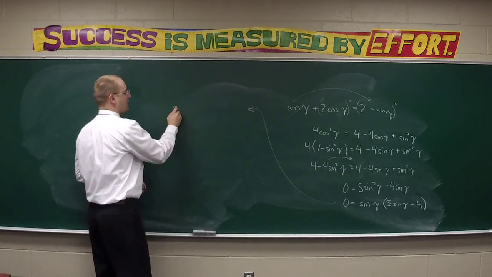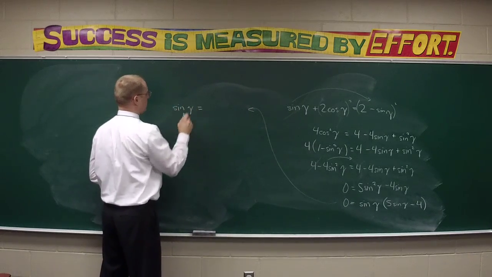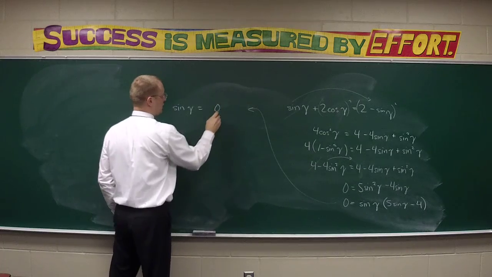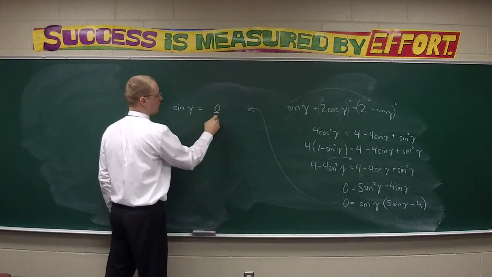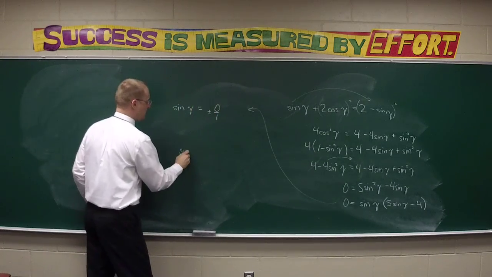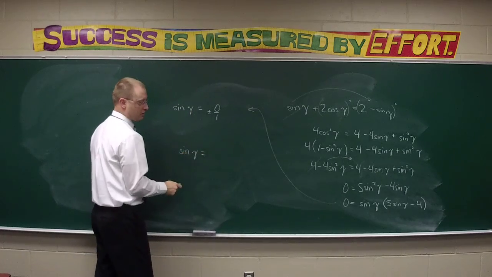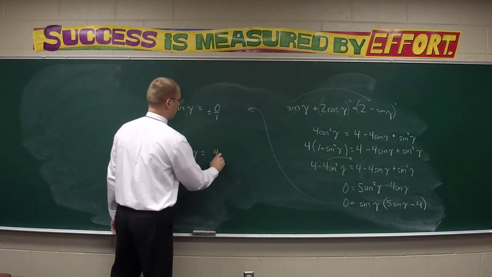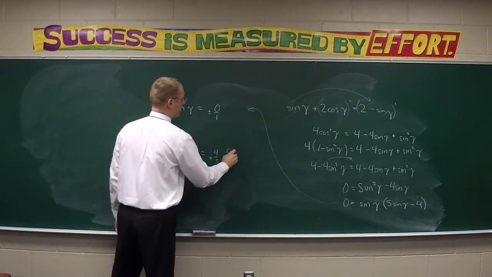So that means that the sine of gamma equals 0. How should I write that? Over 1 plus or minus. There we go, positive negative 0 over 1. And the sine of gamma equals positive 4 over 5, which will be quadrants 1 and 2.